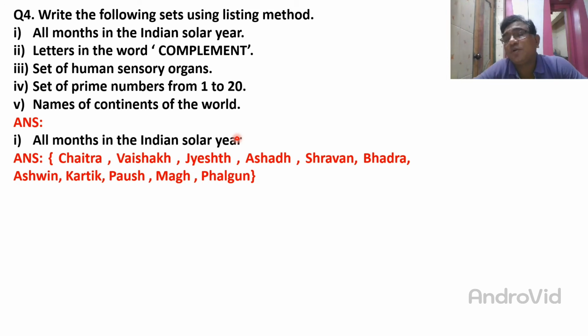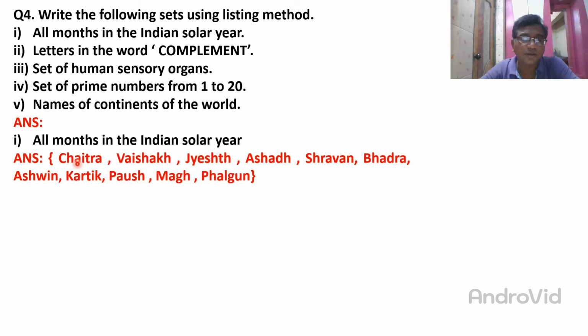Solar year means what? Marathi year. Sorry, it is called Marathi year, the Marathi months we call them in Marathi. Do you understand what the question says? All months in the Indian solar system, that is, write the Marathi months.